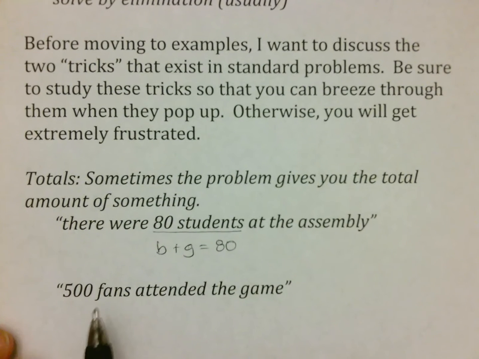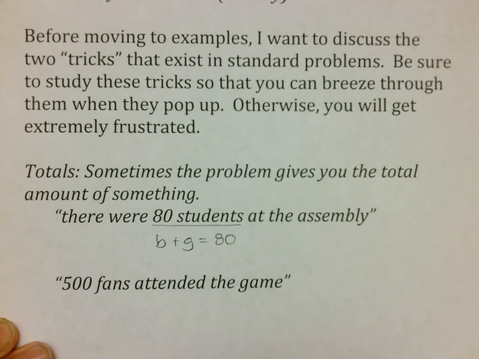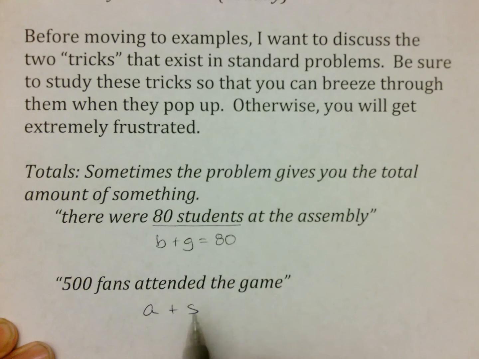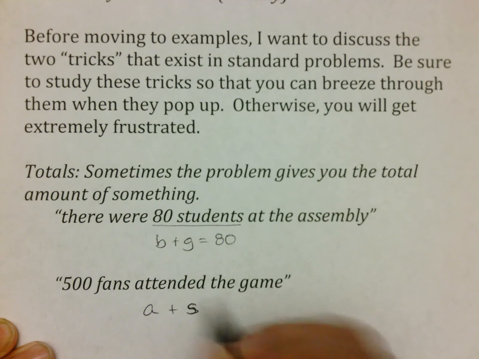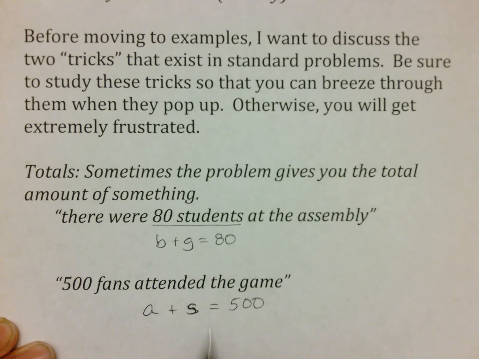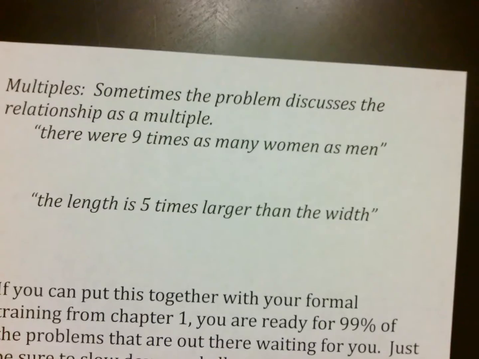If you saw a statement in a word problem that said 500 fans attended the game, usually there are adult tickets and student tickets, which means that adults and students, that is an S, make sure you can see that as an S, should add up to 500 tickets altogether. Adults and students made 500 fans that attended that game. So whenever you bump into a problem where you can't seem to find a second equation, look to see if there is a number that represents a total, and if you find one, that is what you do with it.